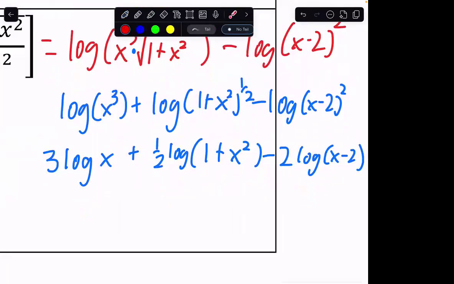All right, but from here, we cannot move this 2 in front because, again, it needs to affect the entire argument, but the 2 is only affecting the x. It's not affecting the 1.